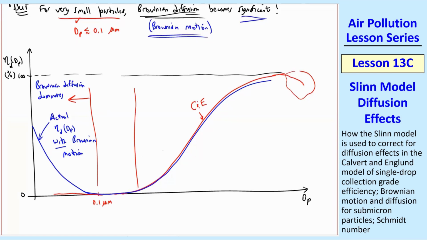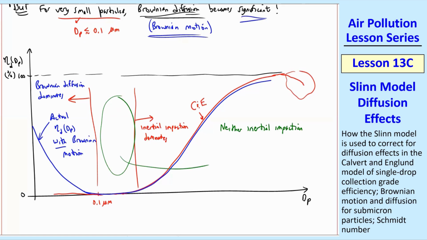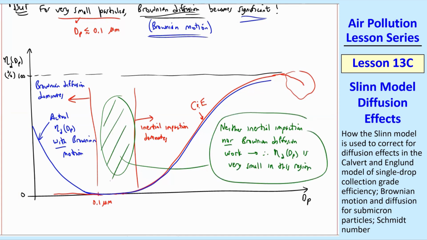And there's another range here above some diameter, inertial impaction dominates. The interesting thing is that there's this region in here where neither inertial impaction nor Brownian diffusion work. Therefore, A to D dP is very small in this region. So in this zone here, a raindrop does not collect particles very well at all. They're too big for Brownian motion to work, and they're too small for inertial impaction to work. So they're in this kind of never-never land where nothing works for them. You can't effectively collect those kind of particles in that range, in this range here, with raindrops.